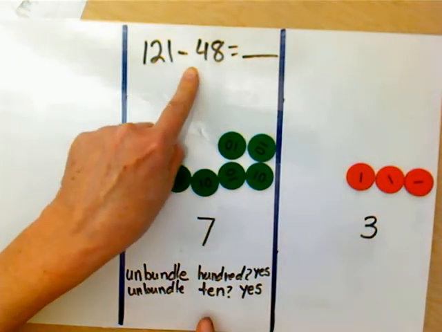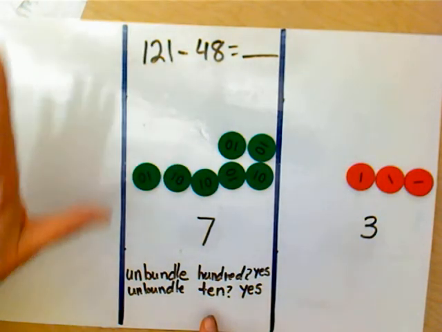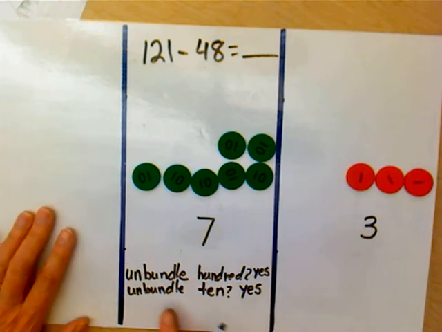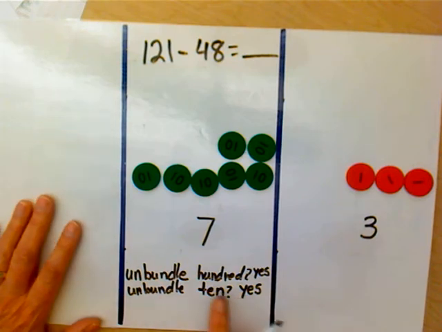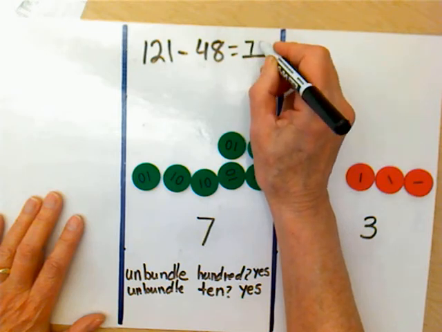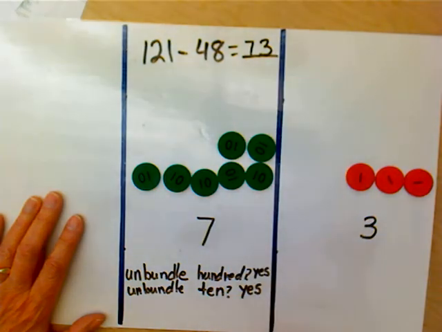And I have no hundreds that I'm going to take away, but I also don't have any hundreds left on my place value chart because I had to unbundle 100. So as I look at this, I see that I have 7 10s and 3 1s. 121 take away 48 is 73.